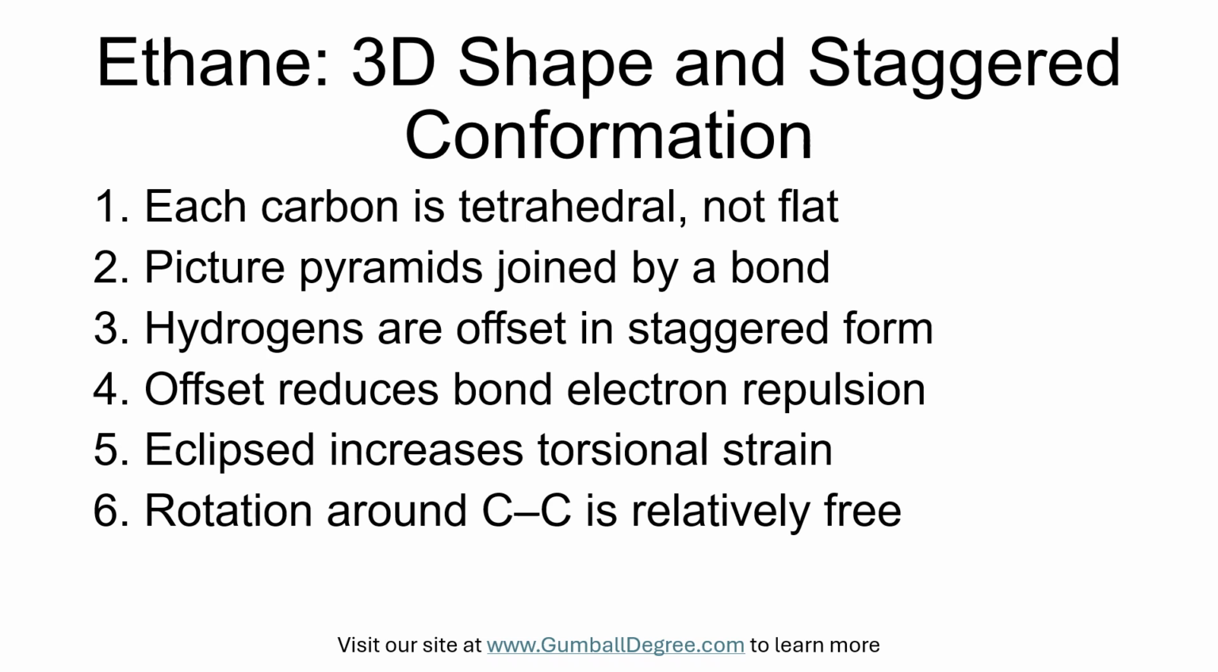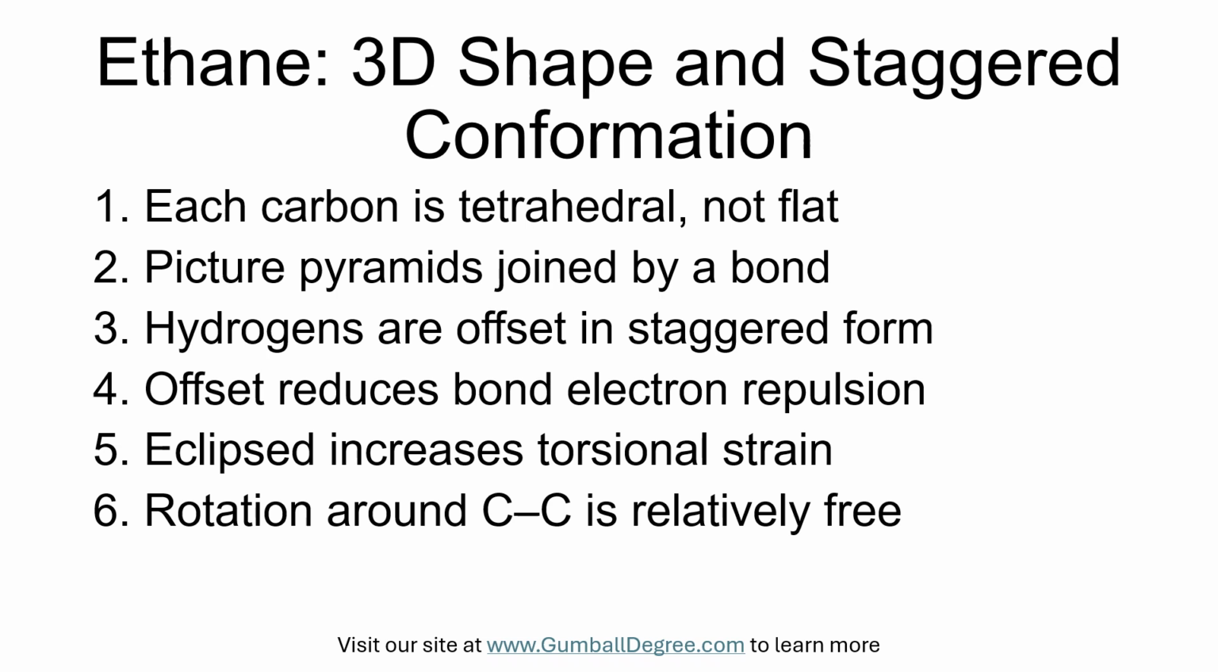In the staggered arrangement, the hydrogen atoms on one side are not lined up with the hydrogens on the other side, but are instead offset, so each hydrogen is between 2 hydrogens on the opposite carbon, and this spacing reduces repulsion between the electron clouds in the bonds.